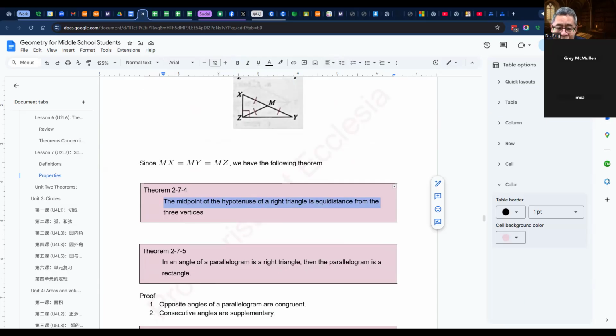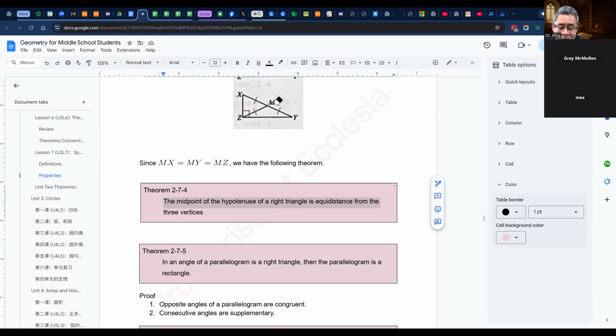So basically we've got a right triangle, and we pick the middle point here. That means this side is congruent to this side. And if we connect here, we can see that this point is equal distance from the three vertices. From M to X is equal to M to Y, so MX equals MY, and also equals MZ. So that's why we call it equal distance. Okay, let's see how we prove that one.